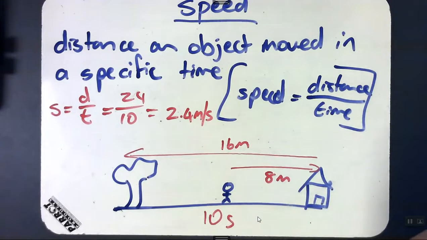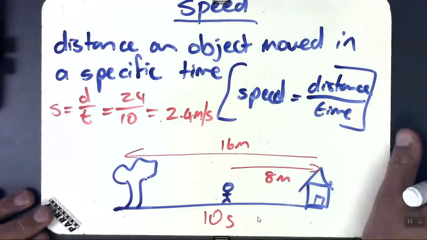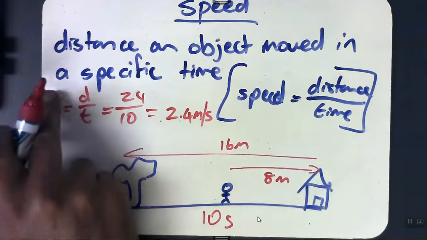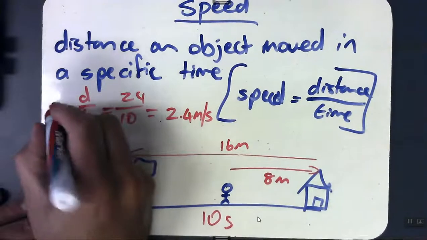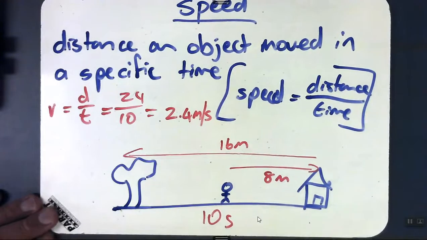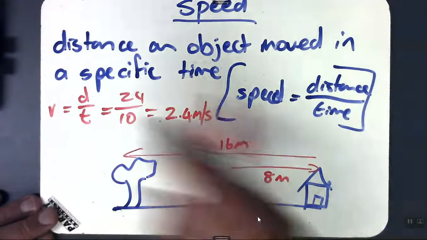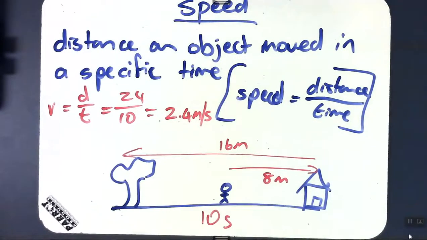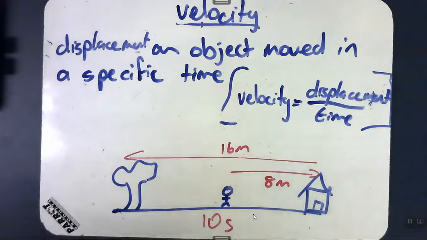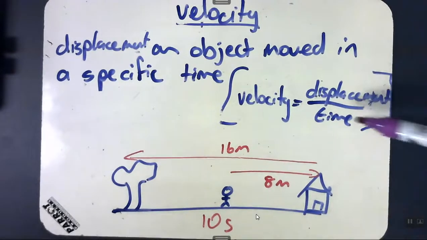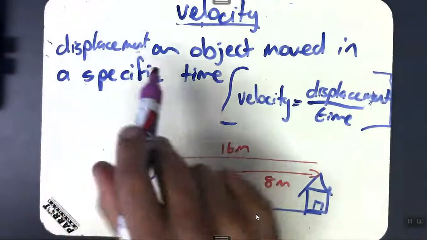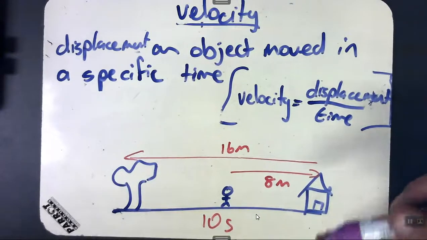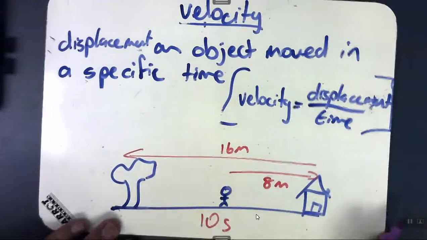Now what we will see is some of these symbols might change a little bit. We use the symbol S quite often, but in physics IG, we use this letter V, which we're going to look at just now. So velocity is defined as the displacement over the time, the displacement of an object moved in a specific time. And this velocity and speed can differ if there's a change in direction.